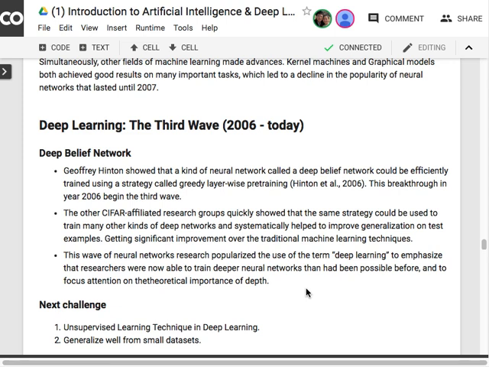In 2006, Geoffrey Hinton showed a kind of neural network called the deep belief network. The deep belief network is the algorithm that sparked deep learning. This is the breakthrough of the first wave.